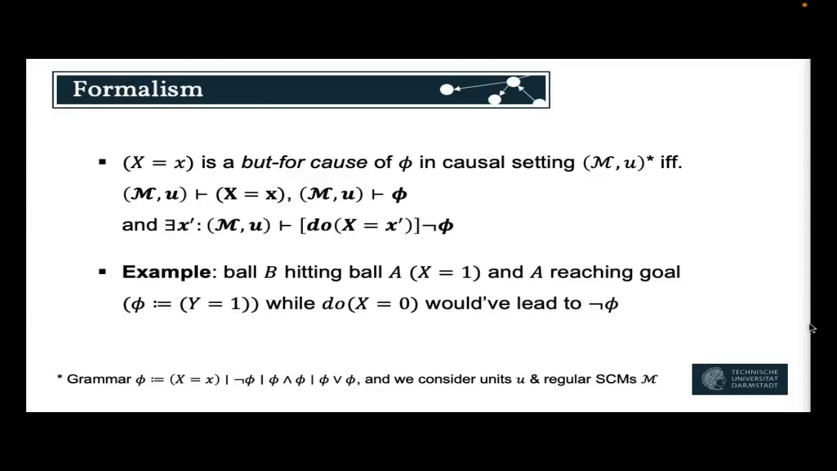And then if B does not hit A, so you intervene, you just imagine you take B away and let A behave like it would normally behave, then it would not reach the goal, right? It would be y equals 0. So what we can conclude is these two conditions hold. So ball B hitting ball A is a but-for cause of A reaching the goal.